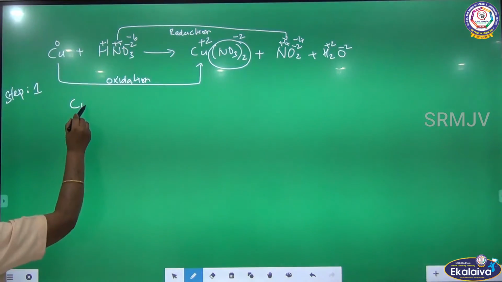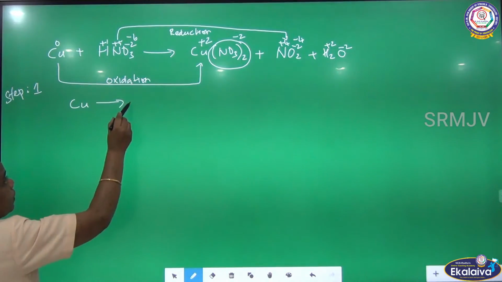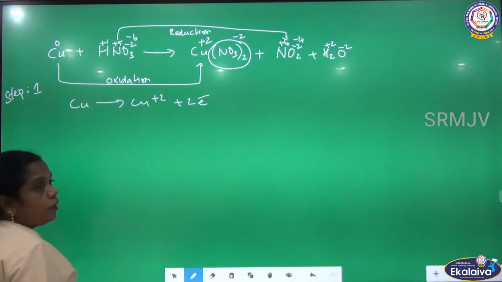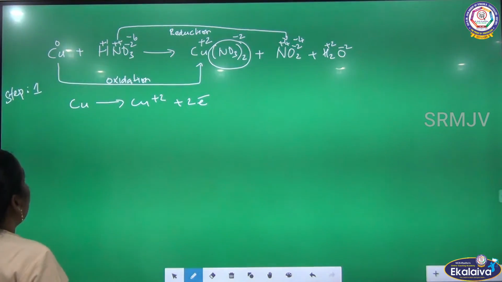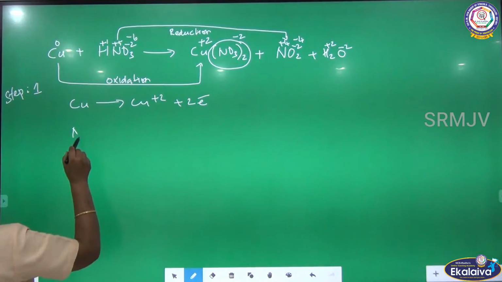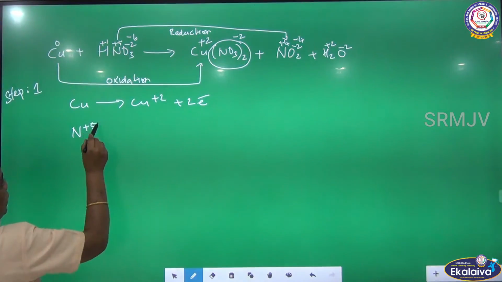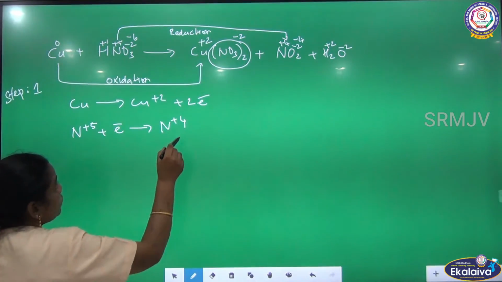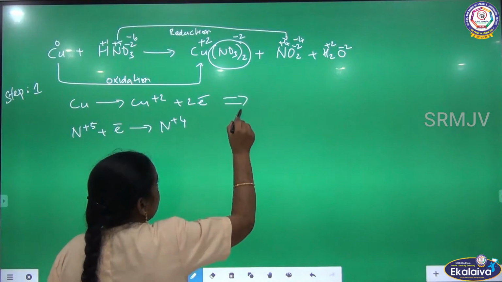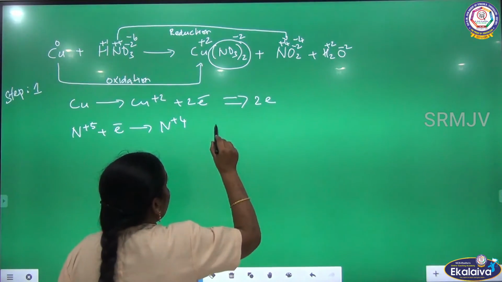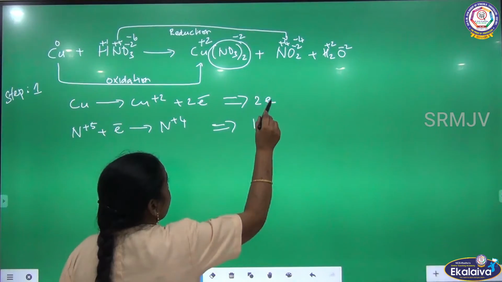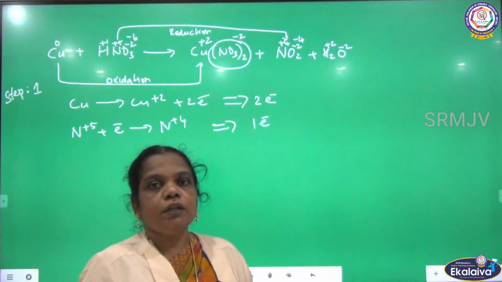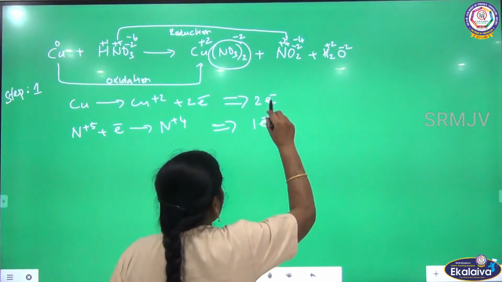So copper becomes copper +2, it loses 2 electrons. And next, nitrogen +5 gains 1 electron to become nitrogen +4. So here the number of electrons is 2 and here 1 electron. Now you want to equalize the number of electrons, and by equalizing you have to cross multiply.